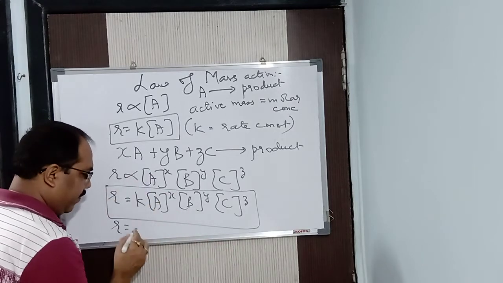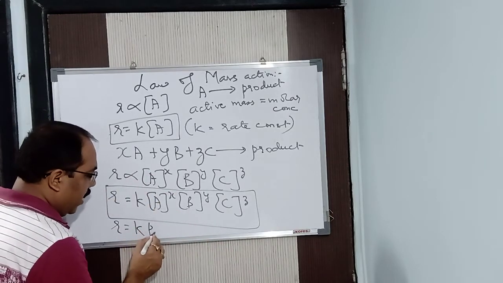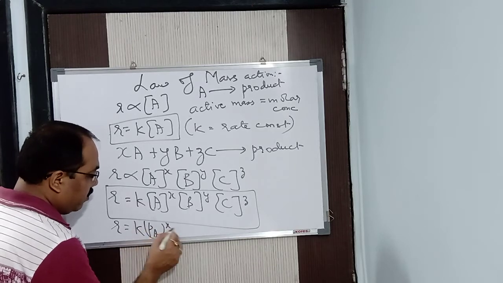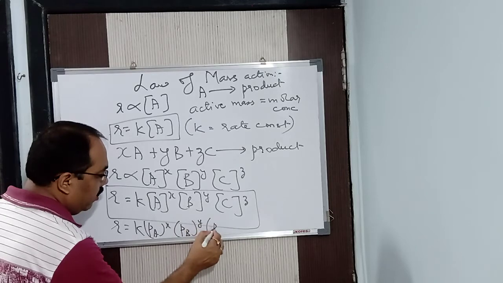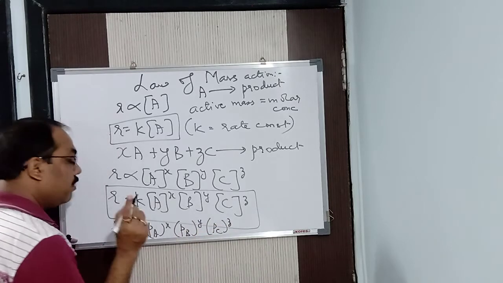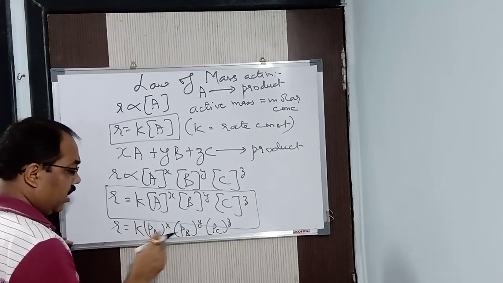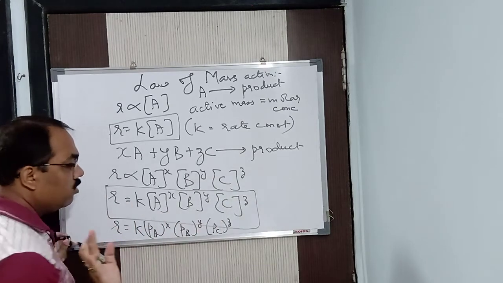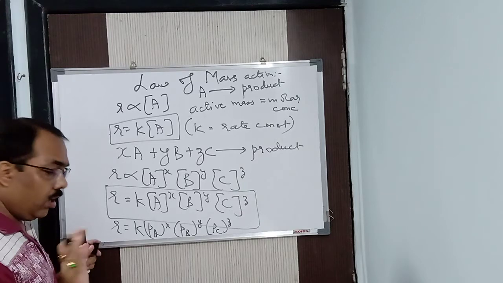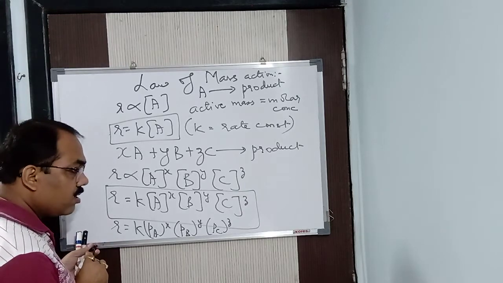But if the partial pressure is given, then what will you do? Partial pressure of A to the power X, partial pressure of B to the power Y into partial pressure of C to the power Z. Remember it. Repeatedly I am saying, if partial pressure is given, then you will be using this particular formula. If concentration is given, then you will be using this particular formula. Okay, fine. Now, liquid is done, gas is done.